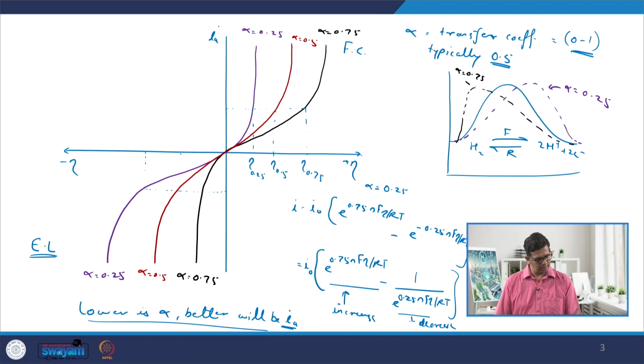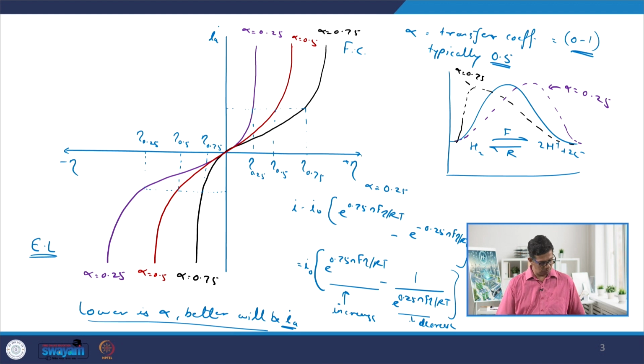So as we can see here, the overpotentials here, this is for 0.75, this is eta 0.5 and eta 0.25. So the higher the transfer coefficient, the better the cathodic current. In other words, that particular catalyst will prefer the reverse reaction, that is in this case protons and electrons getting reduced to gaseous hydrogen. So that will be preferred when alpha is higher.